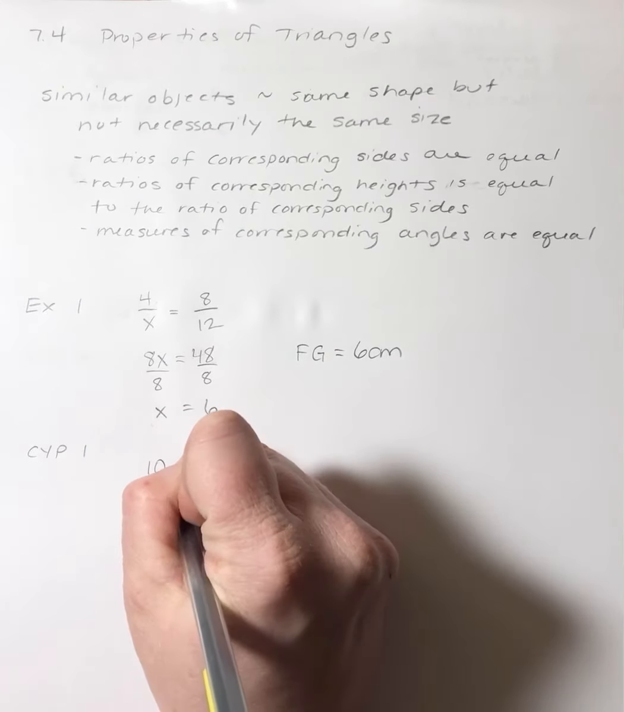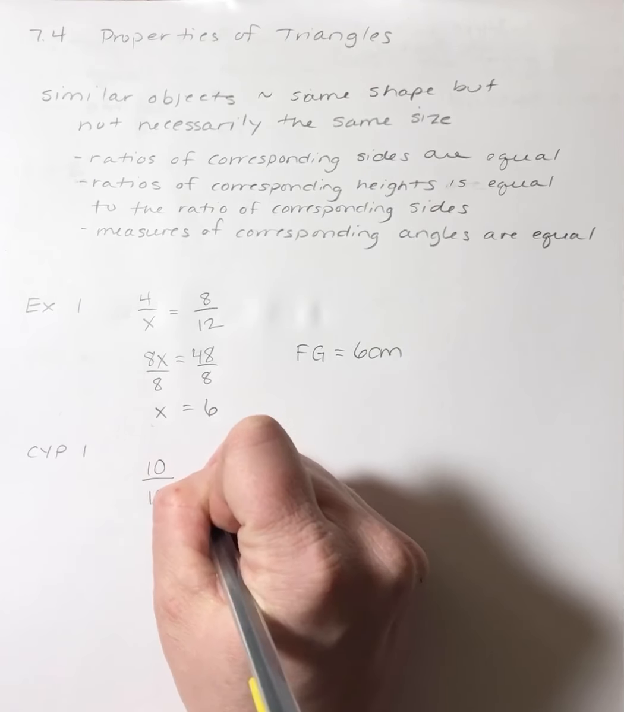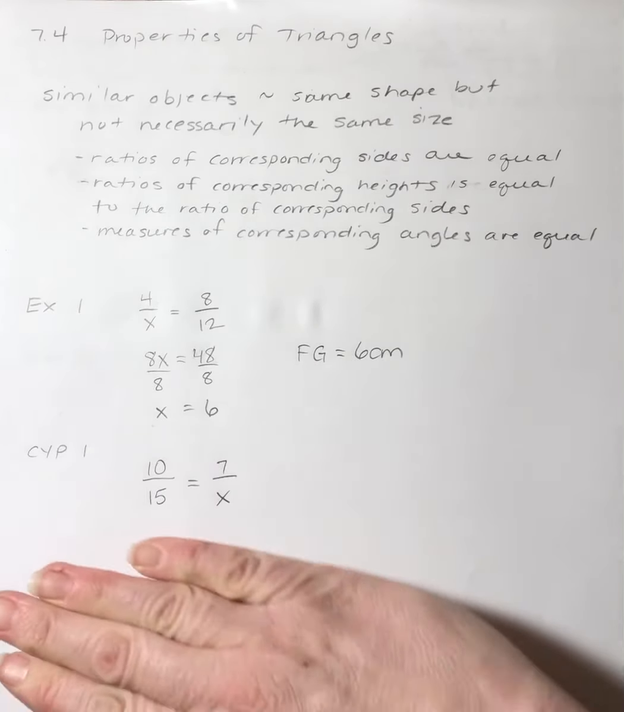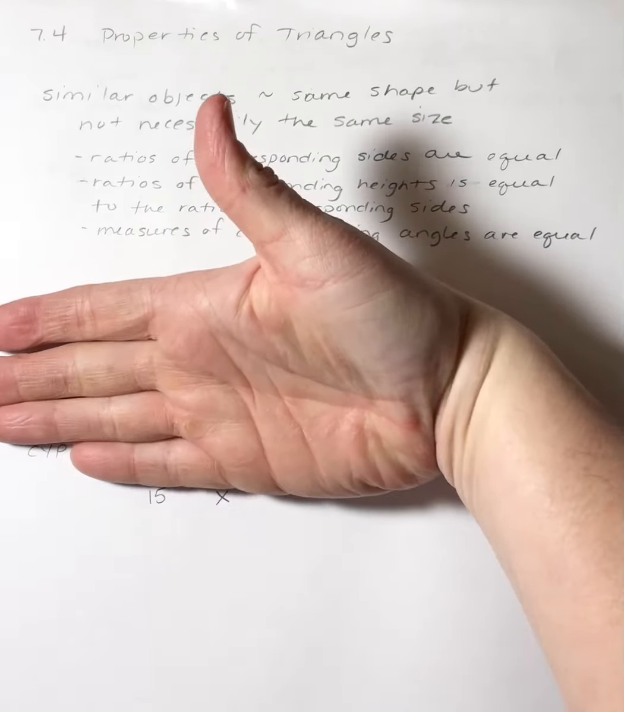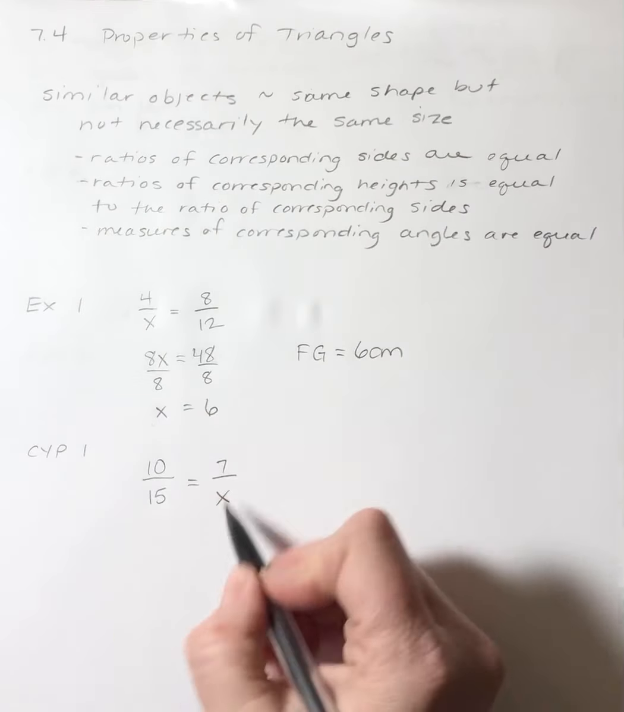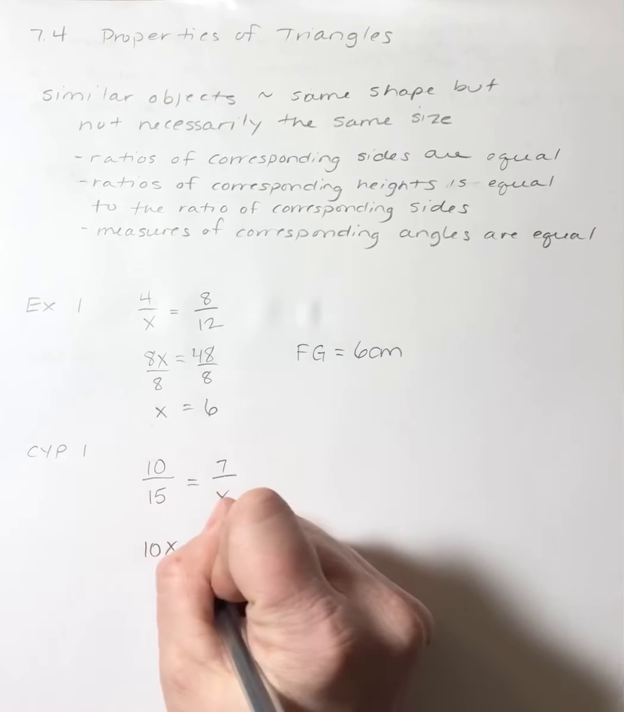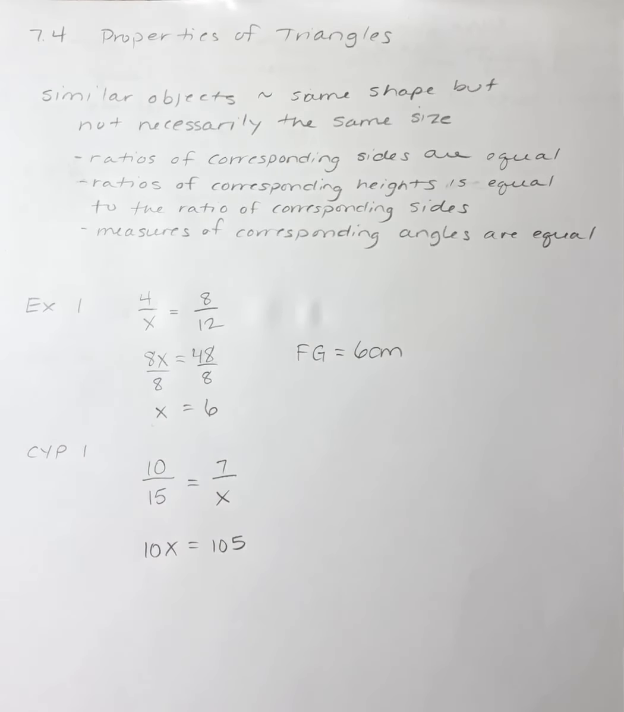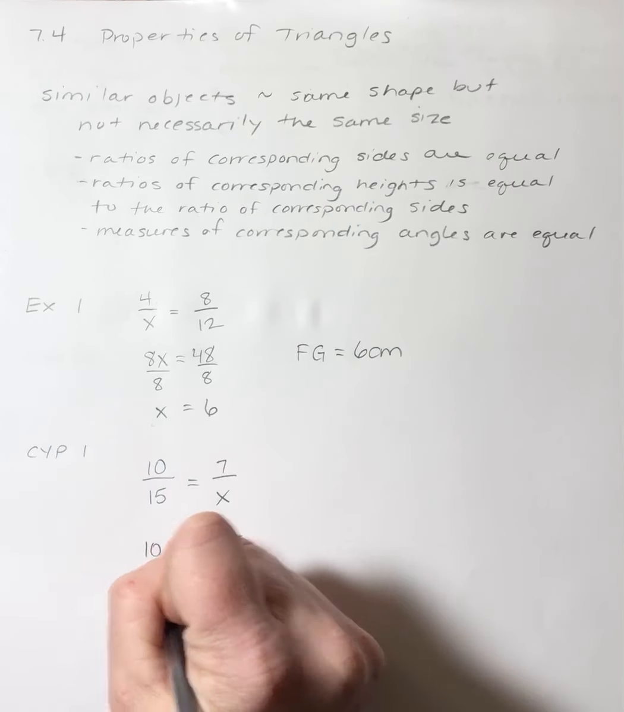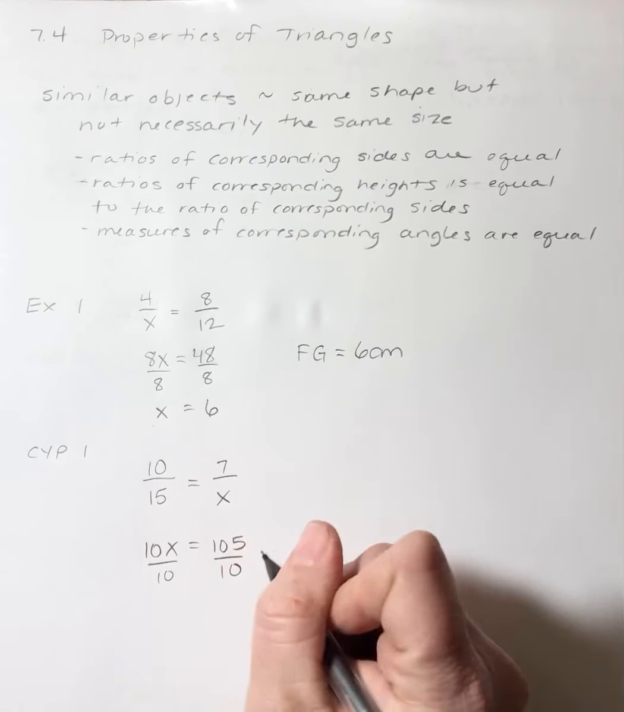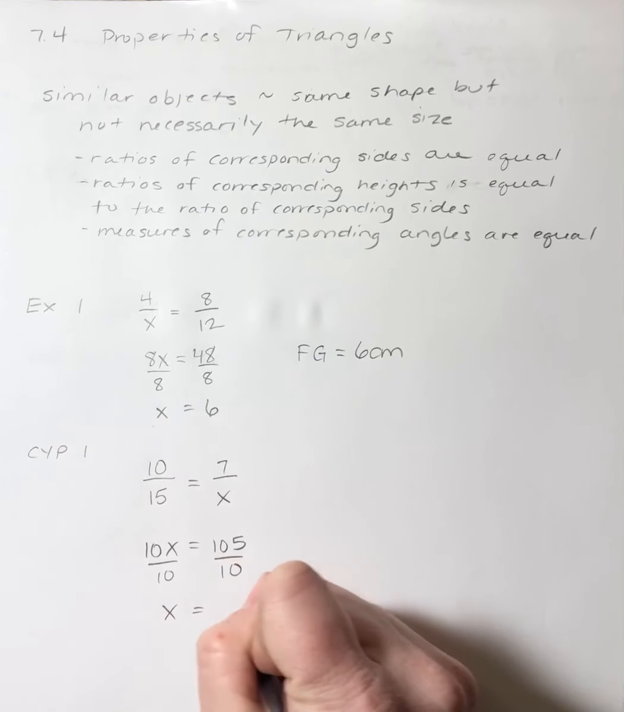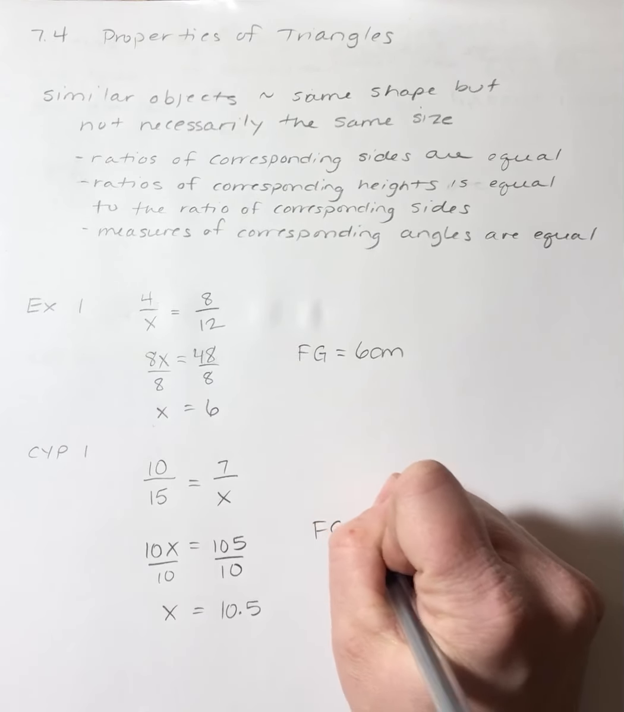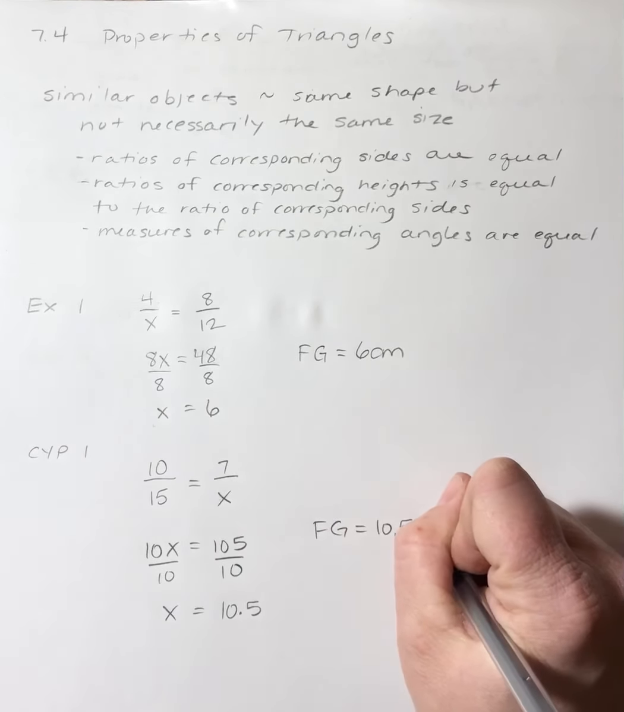10 over 15 equals 7 over x. Those are both from the small triangle, and those are both from the big triangle. So when we cross multiply, I have 10x equals 105. Then I divide both sides by 10, and x equals 10.5. So again, they were looking for FG is equal to 10.5, and in this one it's meters.